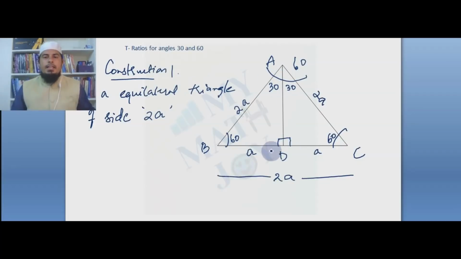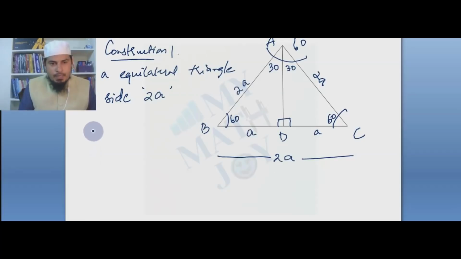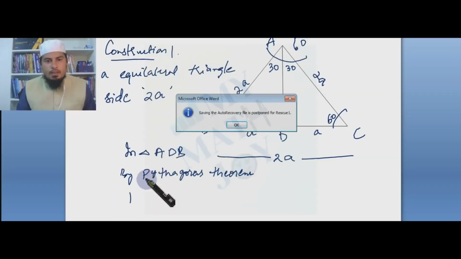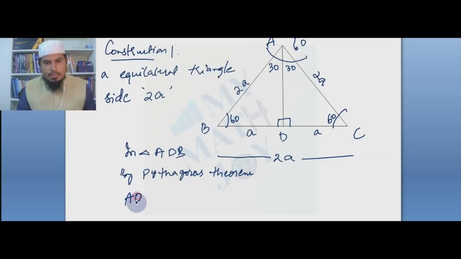So we got a right angle triangle ADB. In right angle triangle ADB, we know AB, we know BD, but AD we don't know, so AD we have to find in triangle ADB. Now in triangle ADB, by Pythagoras theorem, directly AD square is equal to AB square minus BD square.